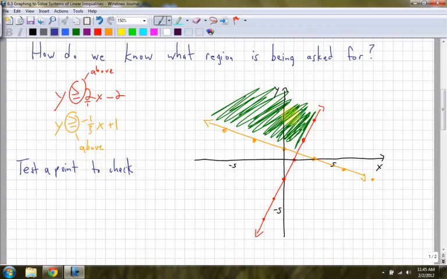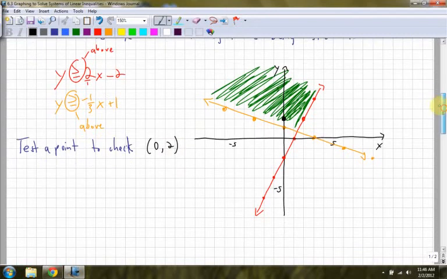So what you do is you pick a point within your region. Doesn't matter which point, any point will do. Let's pick the point, it's easy to have 0 as one of the values, so 0, 2, right there. So we're going to test the point (0, 2), and I plug that into both equations to make sure that it actually works.